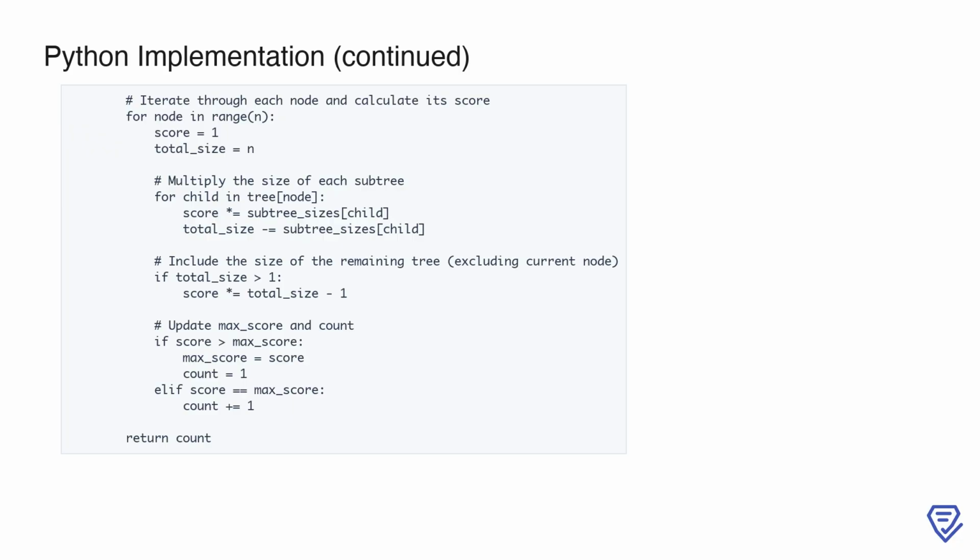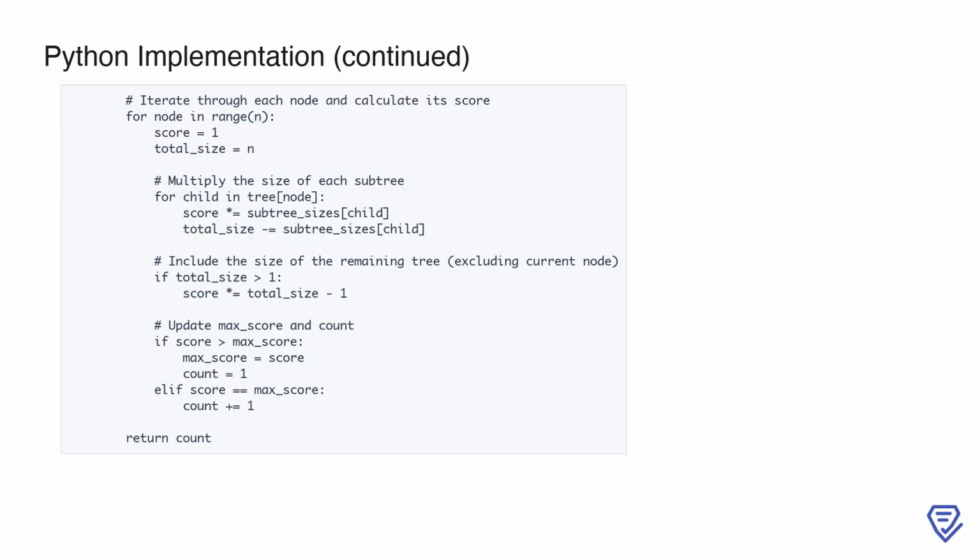This ensures that total_size eventually represents the size of the remaining tree when excluding the current node and its subtrees. If the remaining tree has more than one node, we multiply score by its size, adjusted by subtracting 1 to exclude the current node itself.